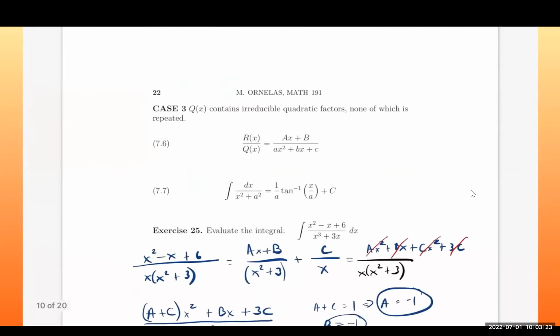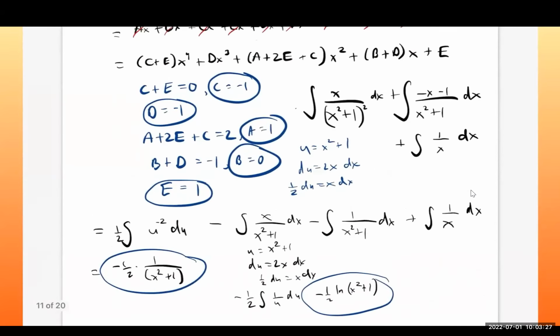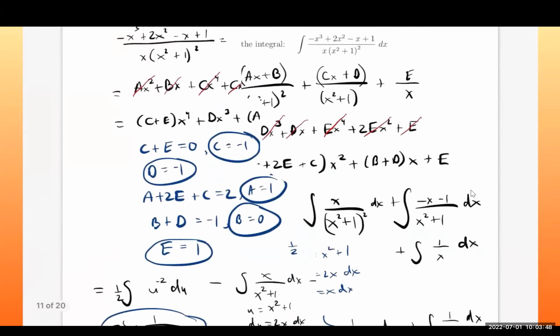Now we're here. That one is just this formula where a is 1. A is 1 because a squared is 1, therefore a is 1. So this is going to be negative tangent inverse of x. And then the final one is just natural log of absolute value of x. So there we go. We have all 4 integrals worked out.